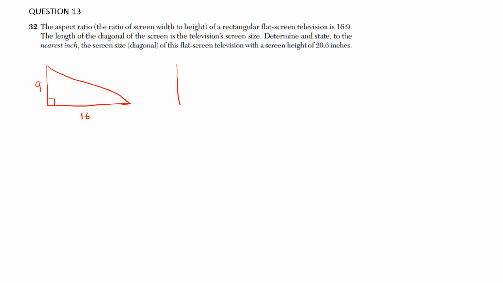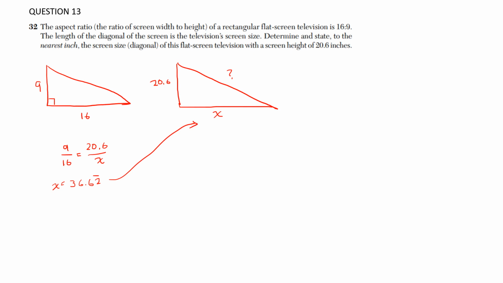Similar right triangles. This one has a height of 20.6, and it's asking us for the diagonal, which is the screen size. Okay, so let's set up a ratio because these are similar. 9/16 equals 20.6 over x. Now x here is our missing leg. We find this missing leg, then we can do Pythagorean Theorem and find this missing hypotenuse, which is the screen size. Alrighty, so in this case, if we cross multiply, we get 36.62 repeating. That's our missing leg.